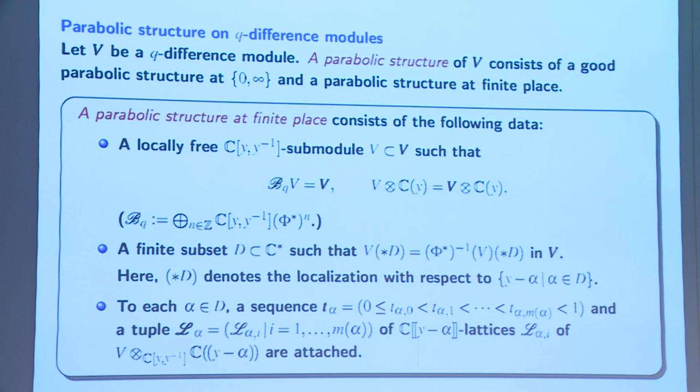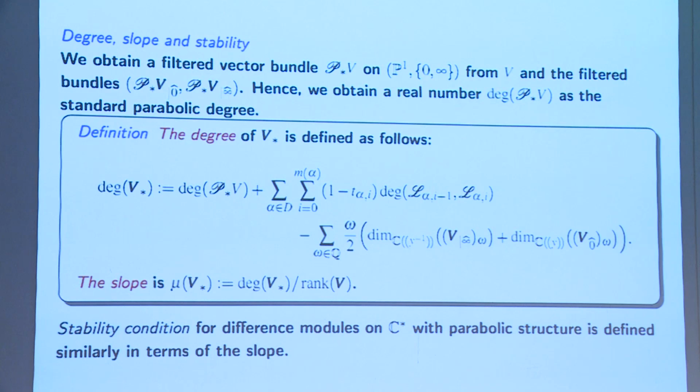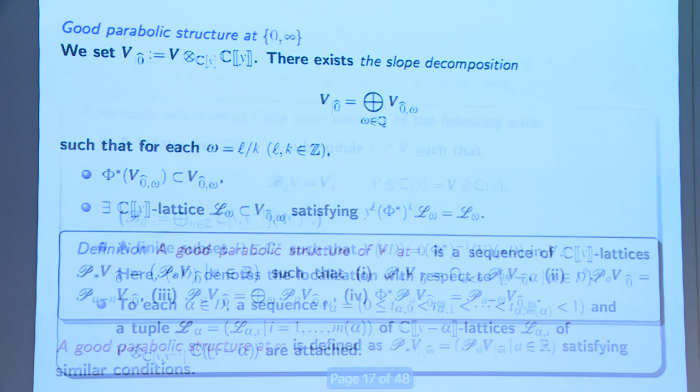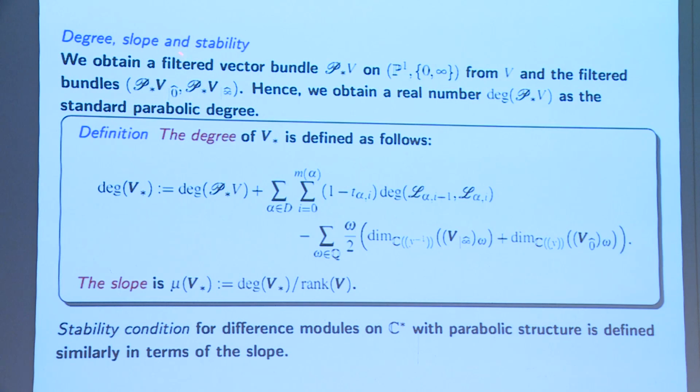Okay, so when we are given a parabolic structure, then we can define the degree as follows. First we obtain a filtered vector bundle on P1 minus 0 and infinity from V, which is the data of the locally free sheaf and parabolic structure at finite places. And from V and the filtered bundle at 0 and infinity, we obtain a filtered vector bundle on P1 with parabolic structure along 0 and infinity. So we can obtain a real number as the standard parabolic degree of this filtered bundle.